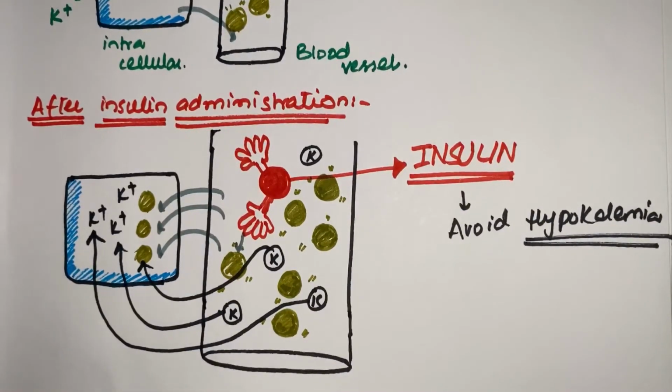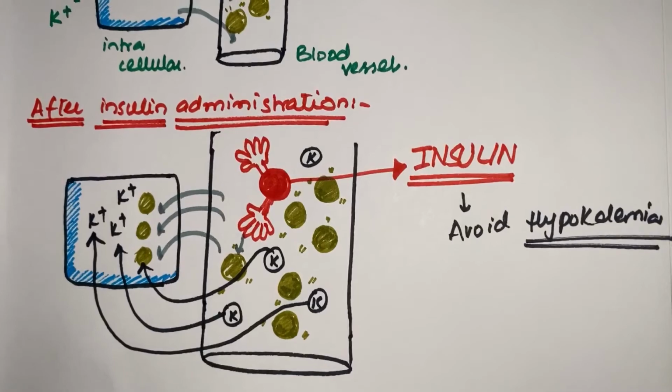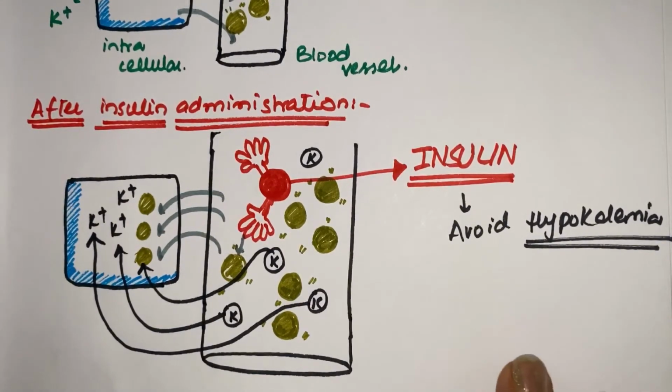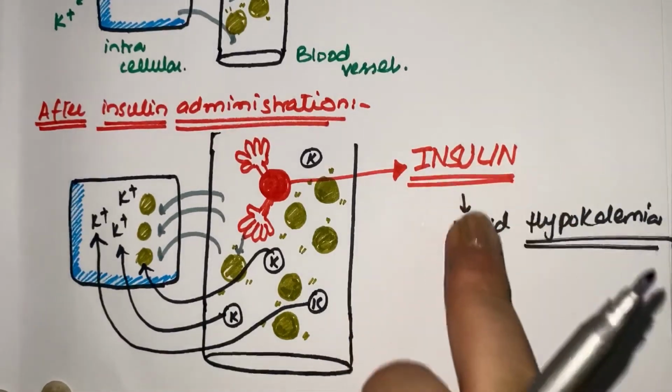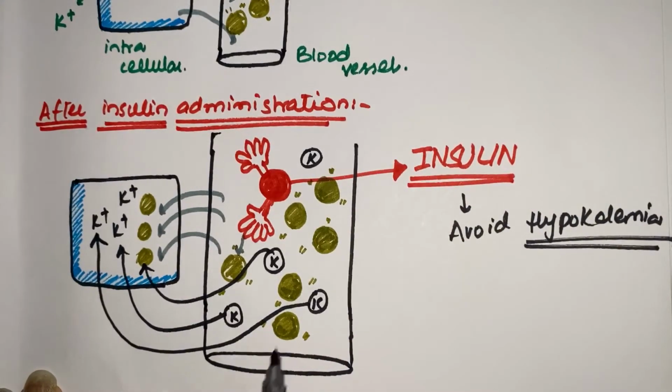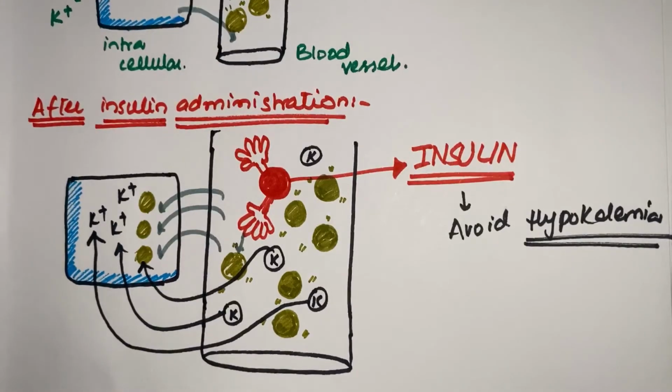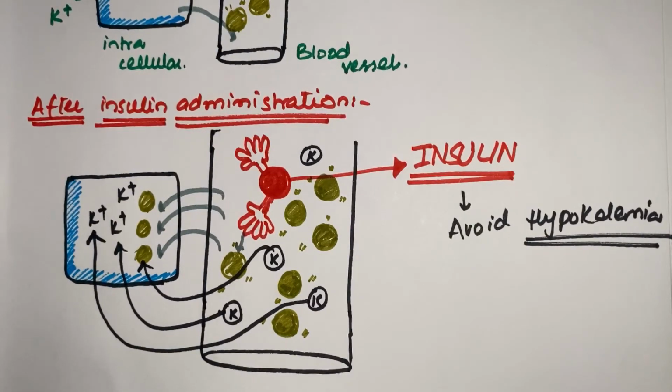A very important clinical correlate here is that if we have administered an increased level of insulin to the patient, then hypokalemia can develop. So this basic concept will help you a lot in understanding the whole clinical correlates as we go on to study hypokalemic and hyperkalemic states.